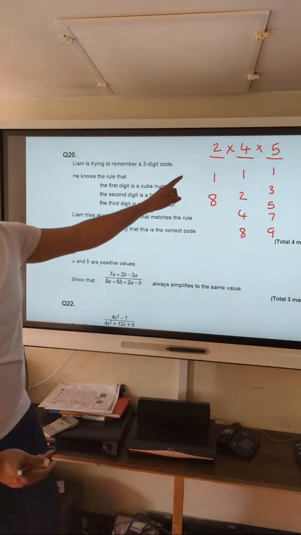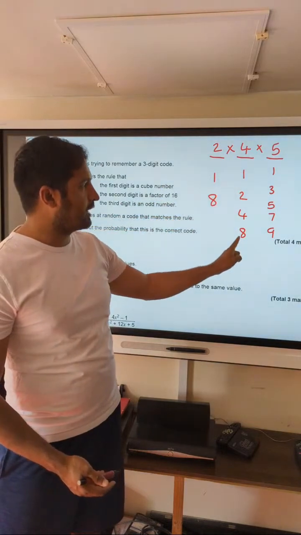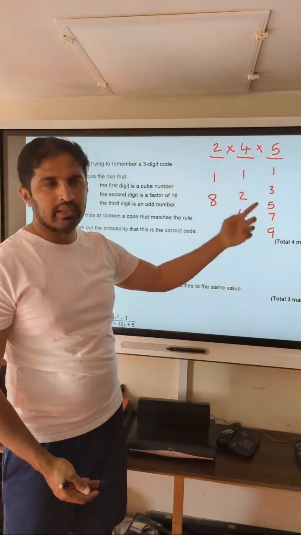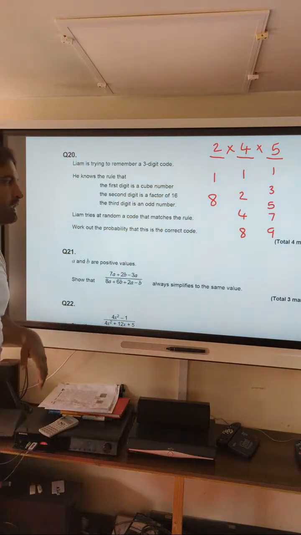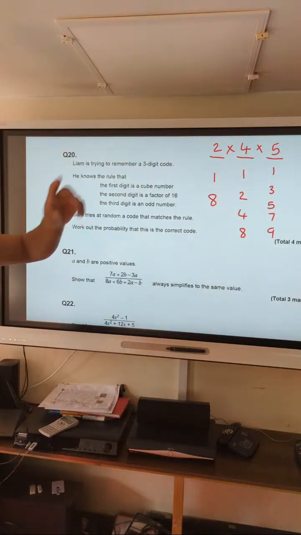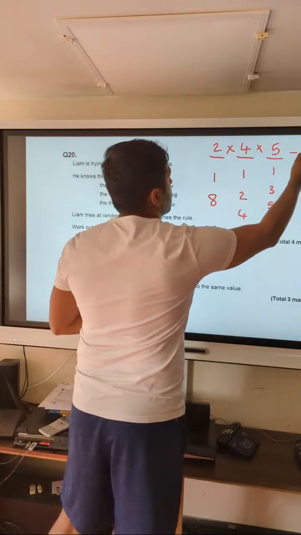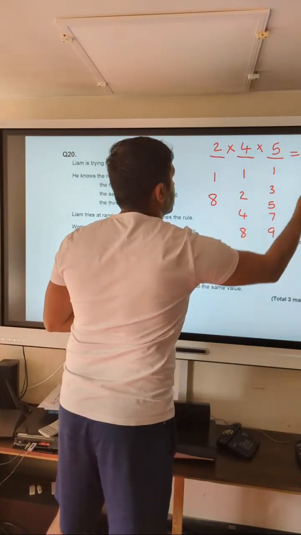So he could have used 1 and then all of those against it, and then 1, 1, and all of those against it. Okay, so those are the possible combinations that he could have had. 2 times 4 times 5. So he could have had altogether 40 different combinations.